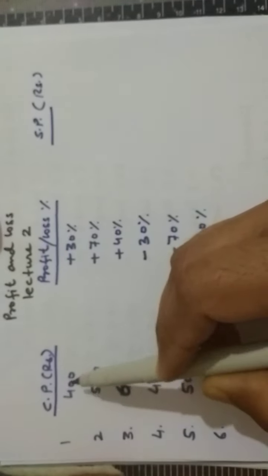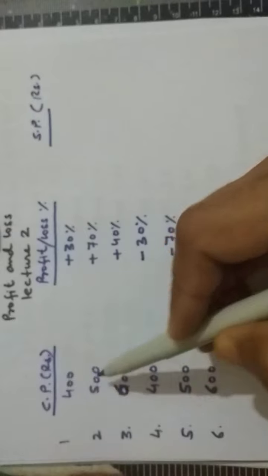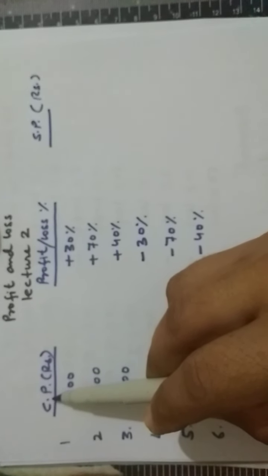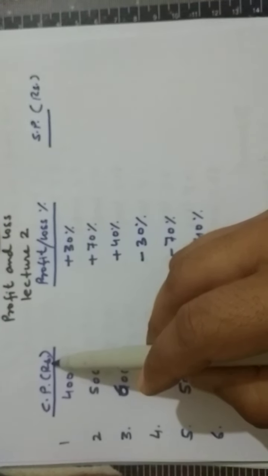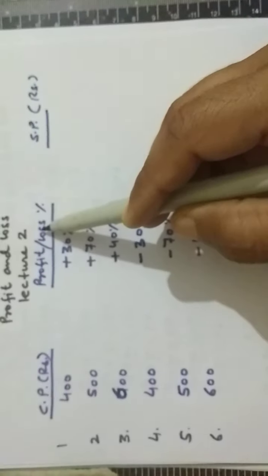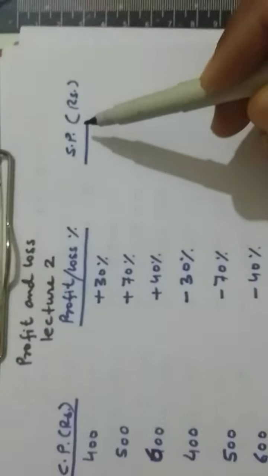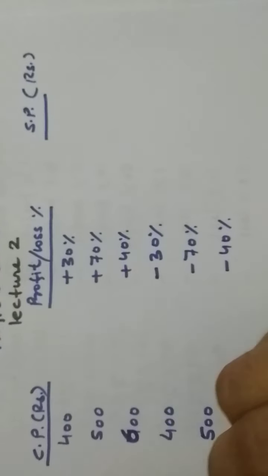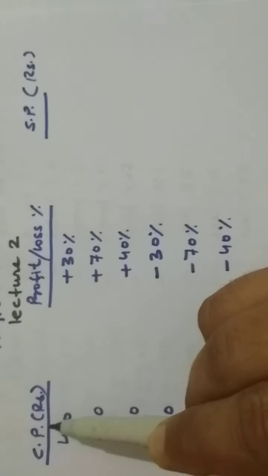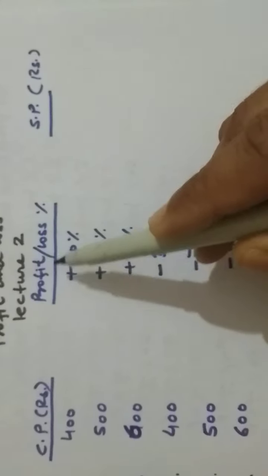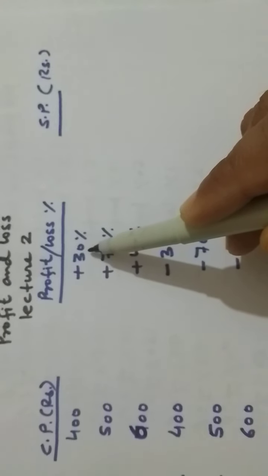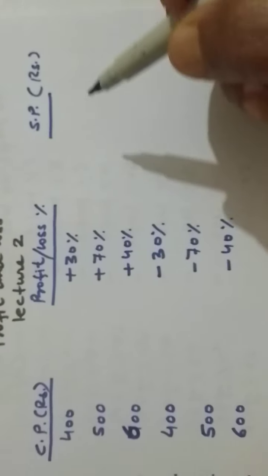So I have taken a few terms: cost price in terms of rupees, and profit and loss percent, and we have to calculate the selling price. In the first example, the cost price is rupees 400 and we earn a profit of 30%. So we have to find the selling price.